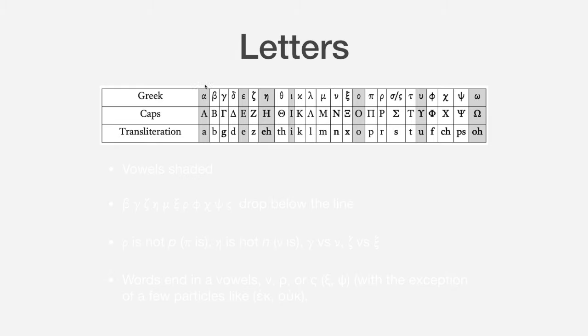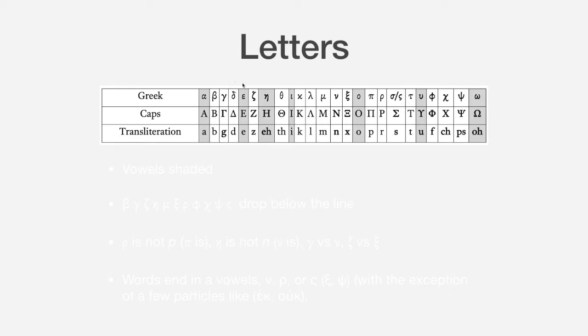First up, we've got alpha. Sounds like the first sound in alpha. Sounds like an A. Next, we've got beta. Sounds like the English letter B. Gamma sounds like a G, but it's kind of a soft G. Next, we've got delta, which sounds like an English letter D.